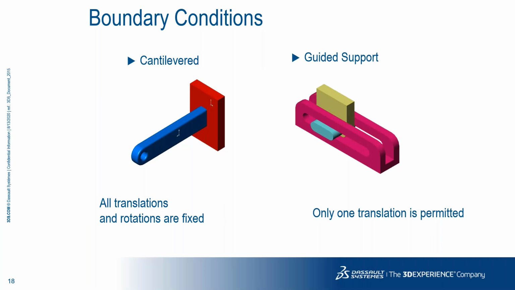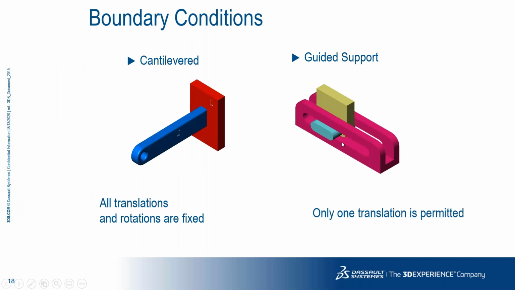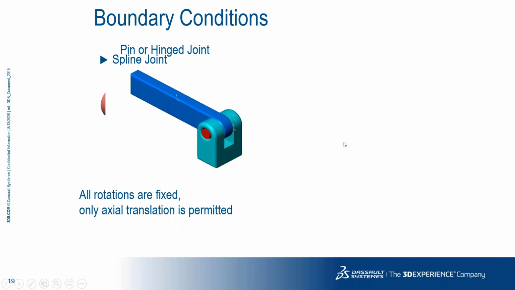When you are dealing with different types of boundary conditions, it may be a cantilever beam, what you are seeing here, where all the translations and rotations are fixed. These types of consideration also we have to take. A guide support, what you have seen in the previous one, has only translation. As realistically as possible, you have to model that and define the boundary conditions.